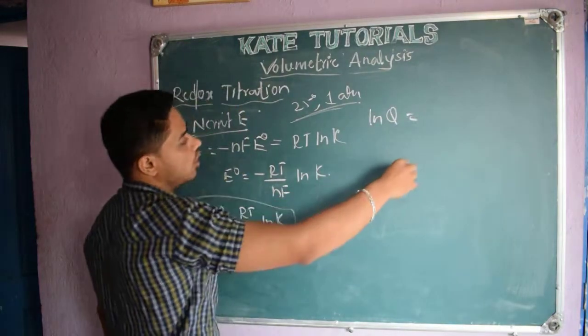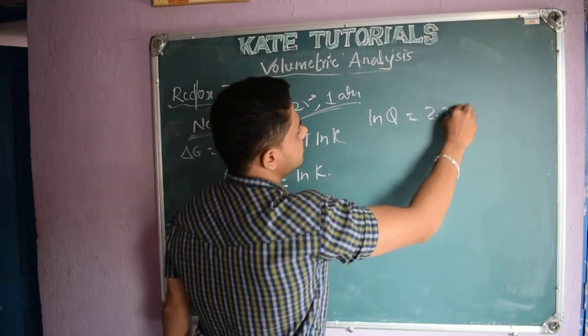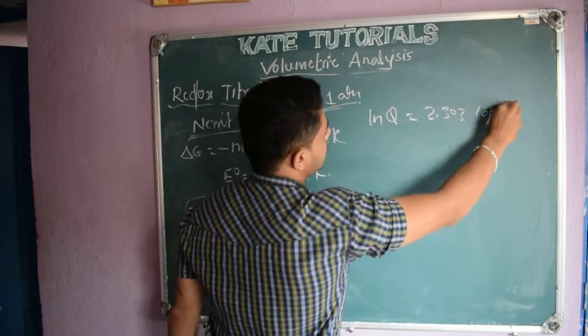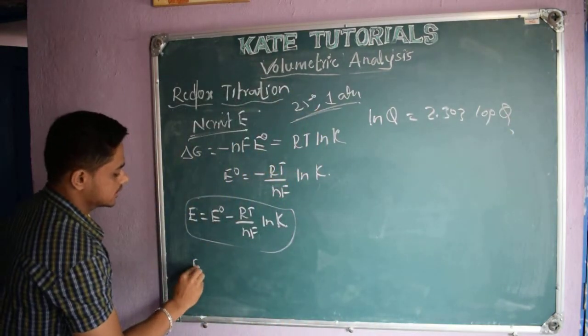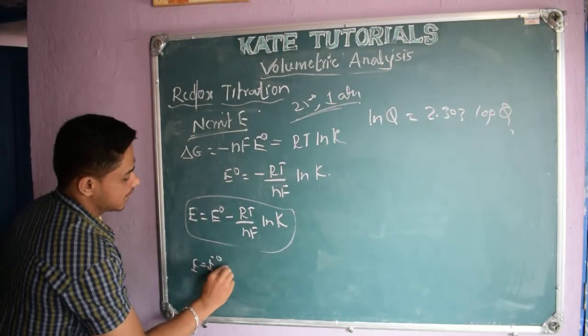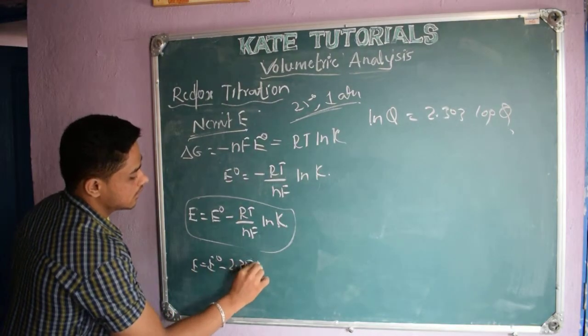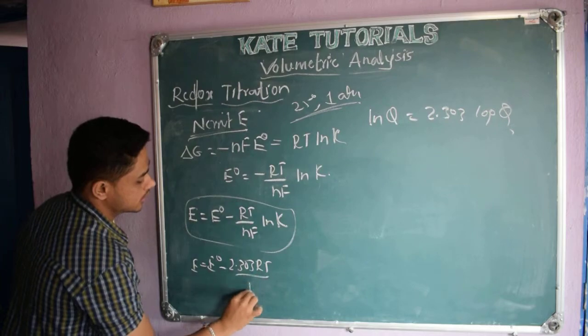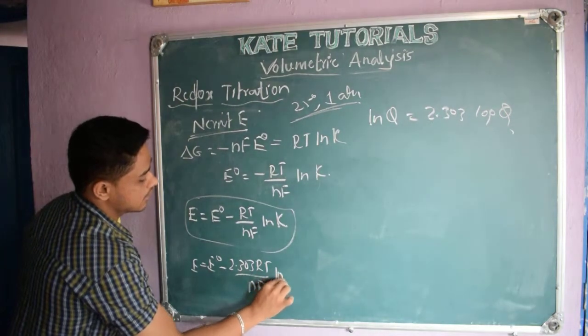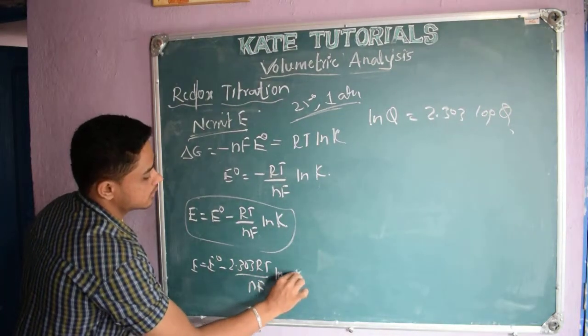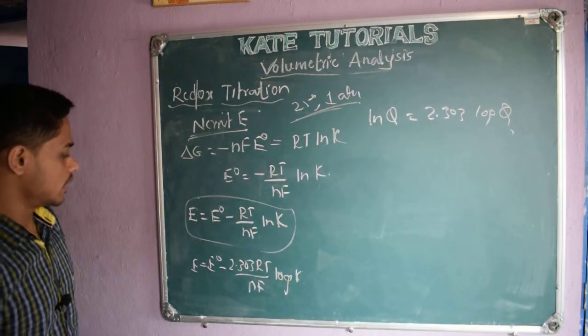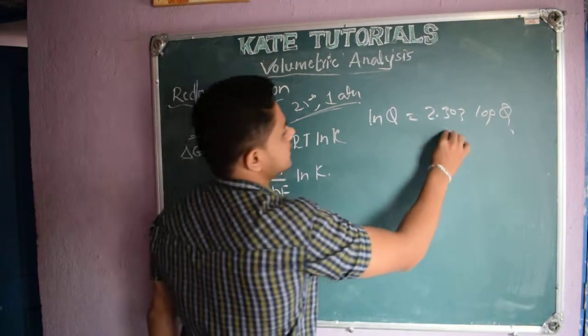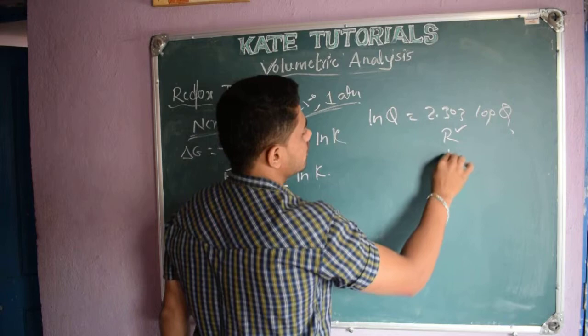To convert into log Q, it will be 2.303 into log Q. Right. Similarly here, E is equal to E naught minus 2.303 RT upon nF log K. One more thing, R is a gas constant, its value is known. T is temperature.